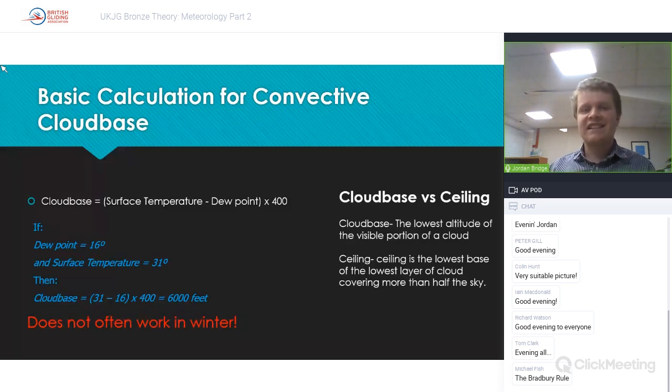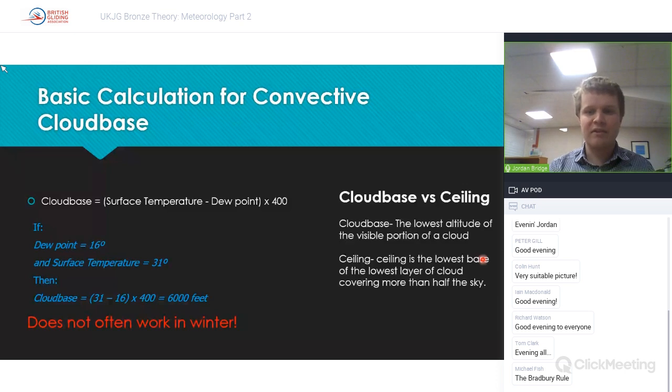But compare that to the ceiling, where if you've got that one cloud sat over the airfield at 1,000 feet, but higher up you've got a thick overcast layer at 4,000 feet, the ceiling is actually going to be that 4,000 feet, because that's covering more than half the sky.